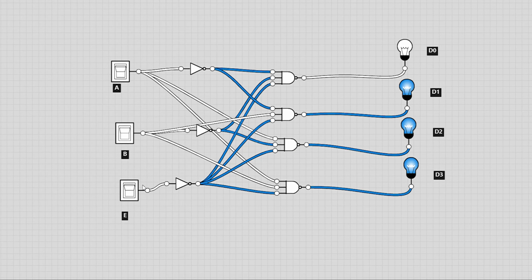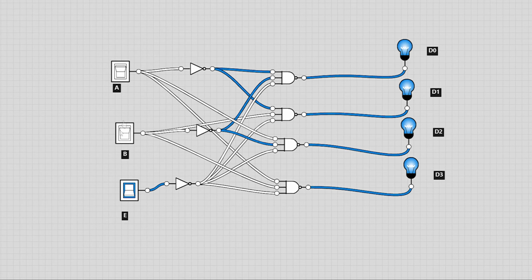This is a simulation of a decoder. Here the inputs are A, B and E. The outputs are D0, D1, D2 and D3. When the input E is 1 and all the other inputs are 0, the outputs are 1.